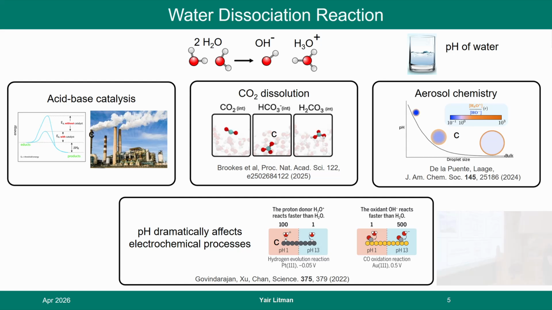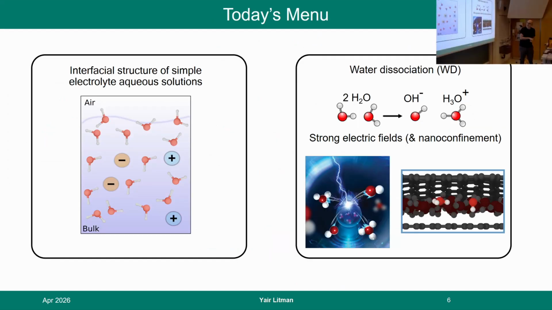So with this very short introduction, due to the focused audience that I have today, I would like to basically talk to you about two different projects or two different stories. One would be the interfacial structure of electrolytes in a clear solution, and the other one would be related to the water dissociation in really non-canonical environments. First, I will talk about what happens when you have a strong electric field, and then I will also consider how this reaction changes when you go to sub-nanometer nano-confinement.